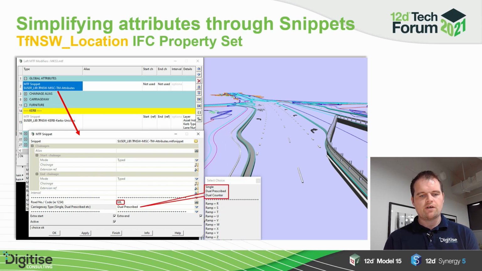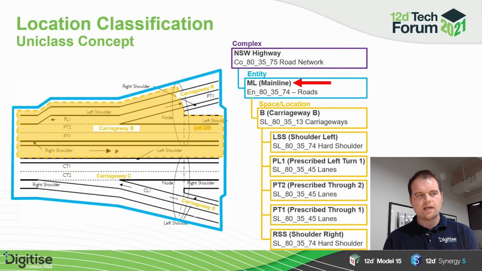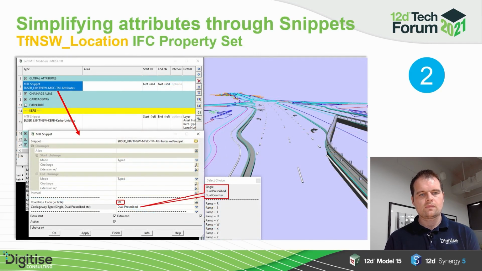For this MTF, we're going to enter in the road number, which is ML, and the carriageway type from the drop-down list. So this is dual prescribed in this example. What we're trying to add in here is the first level of entity, so ML mainline, and the first level of space location, which is carriageway B. We can also have other options within here, which would be single carriageway, which would be carriageway A, counter carriageway would be carriageway C, and ramps are STU, etc.